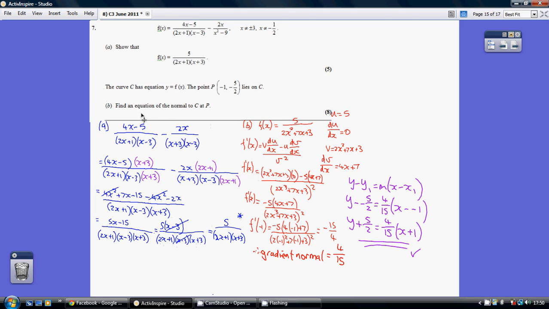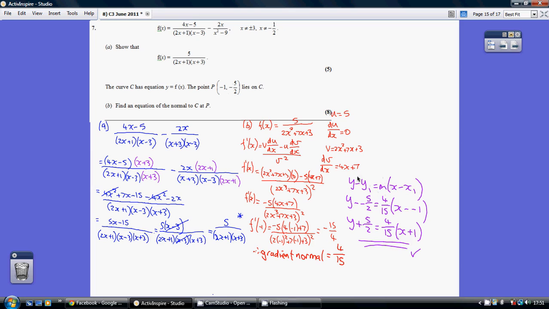Now for part B, we're being asked to find an equation of the normal to C at P. The equation of the normal is just going to be the C1 formula, y minus y1 equals m(x minus x1). We obviously know a point on the line. We've got this point here, so there's our x1, y1 sorted. All we need to do is know the gradient of the normal.